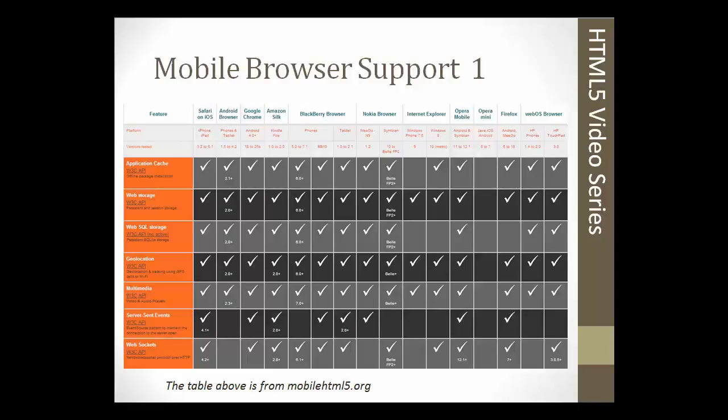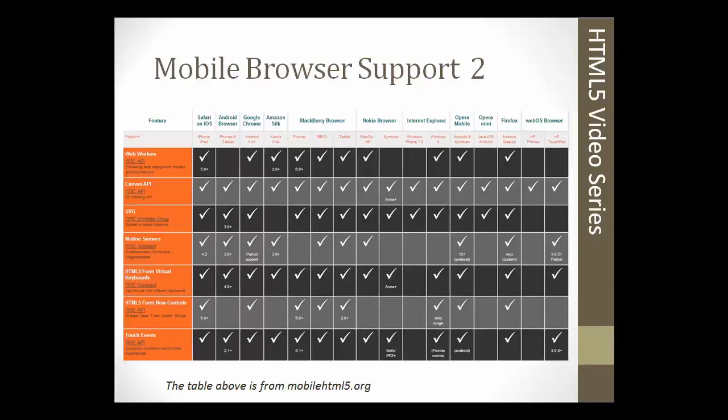If you look at this chart, it shows you the support for each version of each browser, and you'll see things that we've talked about in this series: application cache, web storage, geolocation, and you can see which versions of which browser support these APIs. And then we have another chart which is just added features. We have the Canvas API, SVG, all stuff that we've talked about during this series, and it shows which browser on which phone supports what.